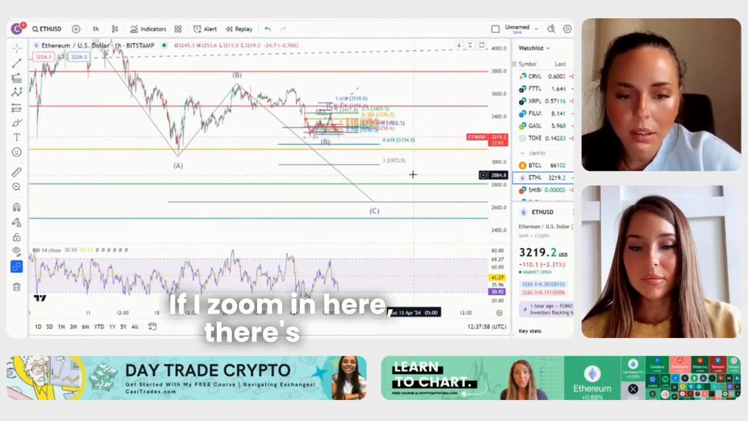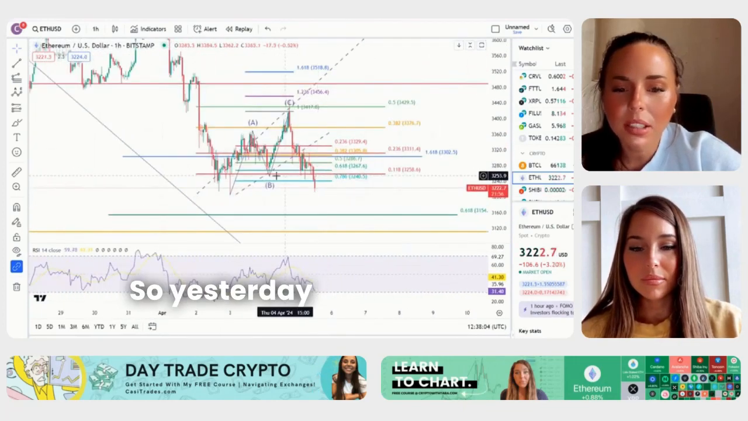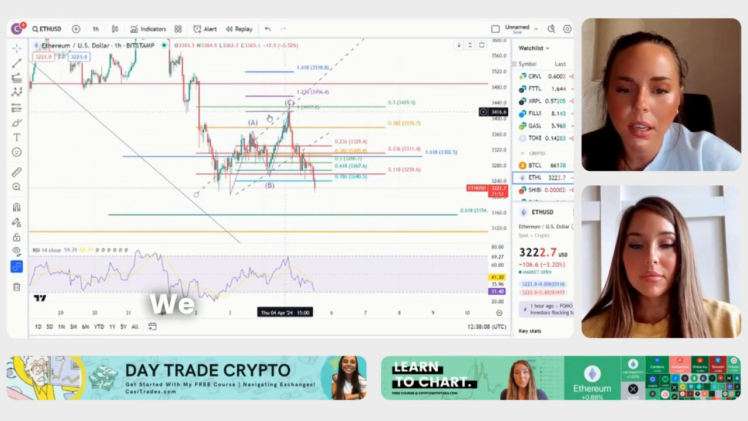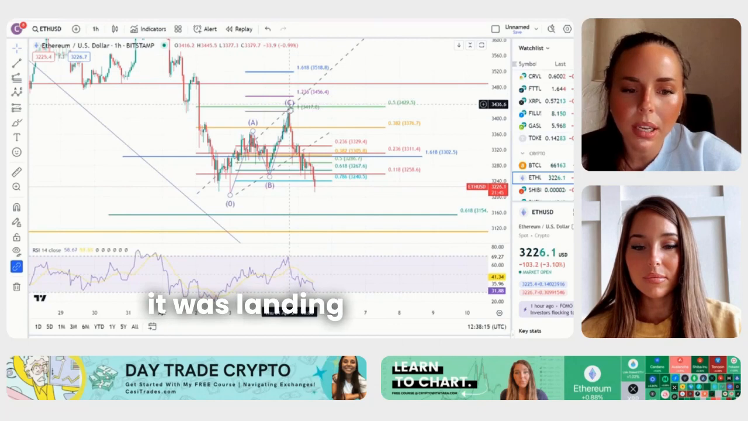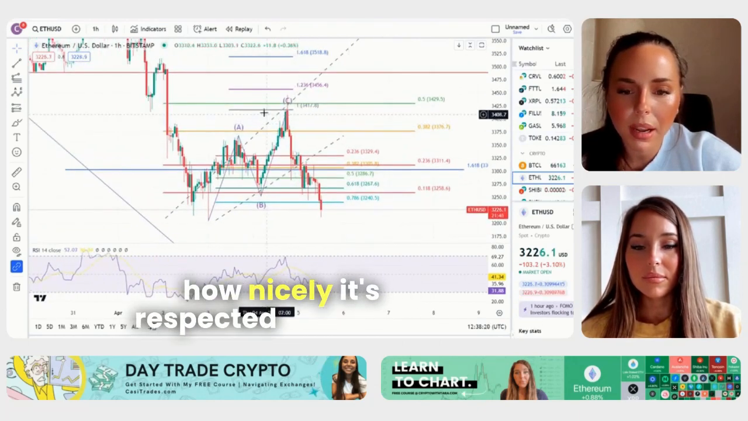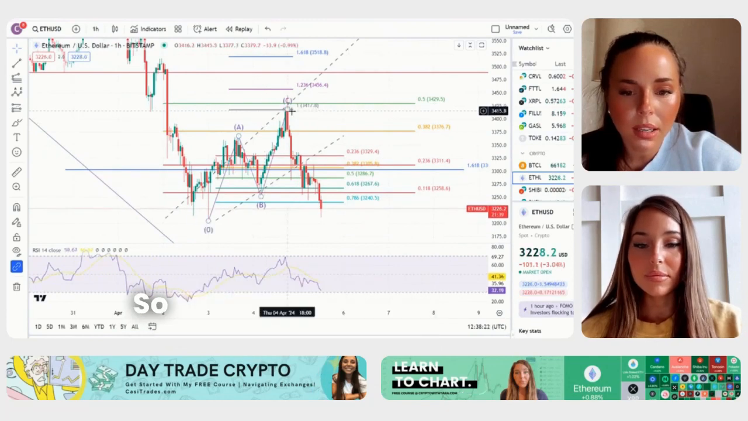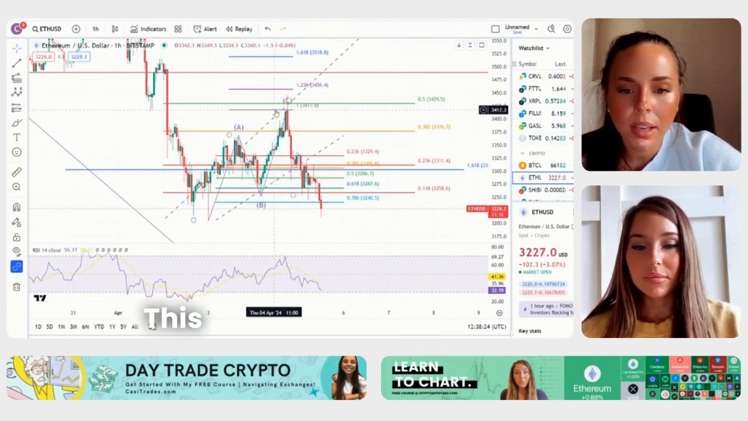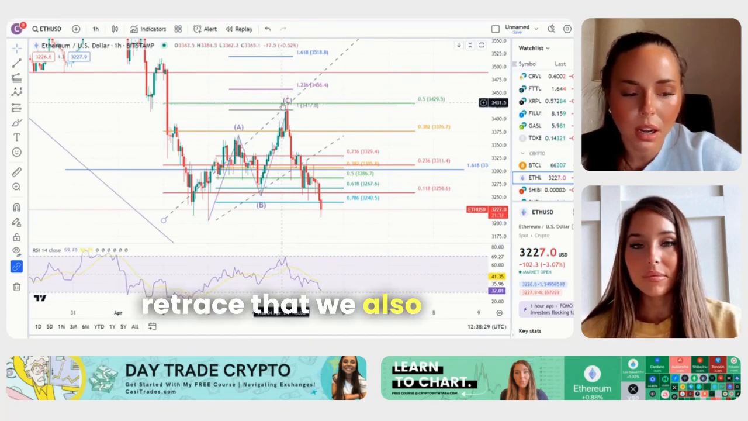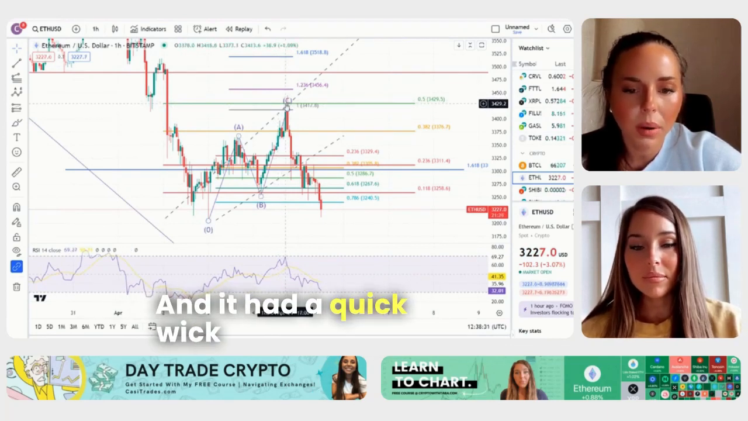If I zoom in here, there's one thing I want to point out. So yesterday we were looking at this ABC, and we are trying to get the target for C. We were targeting this one because it was landing near the 0.5. And I just want to point out how nicely it's respected both the C target. So look at the closes on the candle. This is our C target, and this is that larger 0.5 retrace that we also talked about, and it had a quick wick to that price.